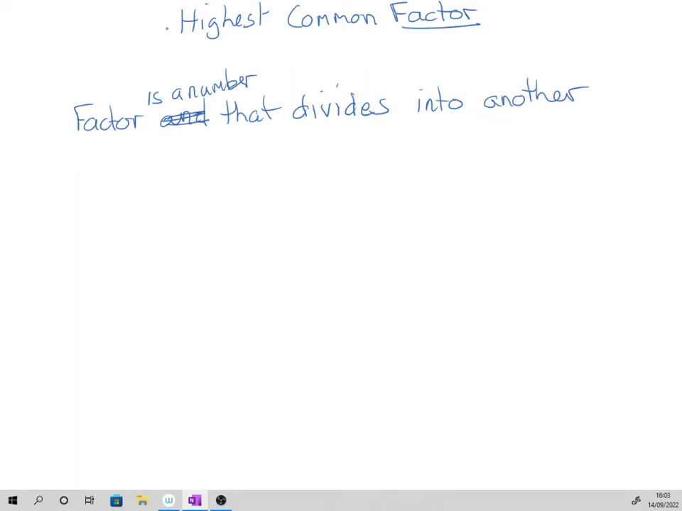What does that mean? Well, say I've got the number 10. The factors of 10 will be 1 times 10. That's how I can make 10. Or I can do 2 times 5. So the factors of 10 are 1, 2, 5, and 10. This multiplies into that, but 10 can be divided by 1, 2, 5, or 10. That's how we get that.